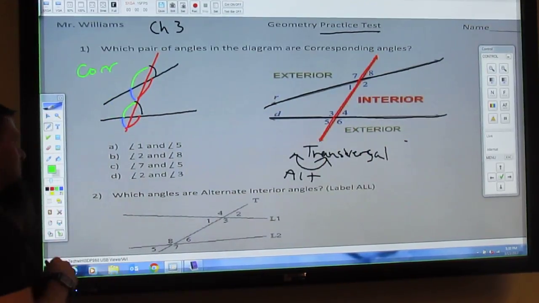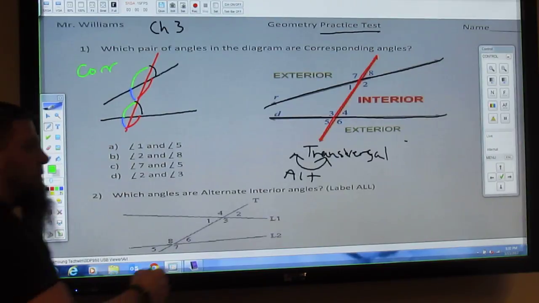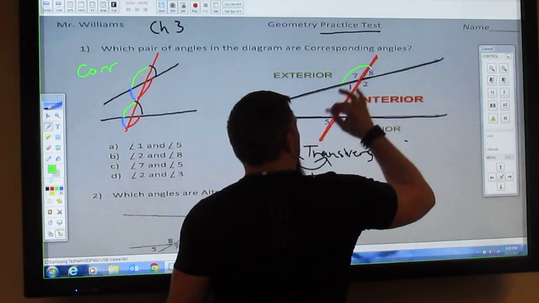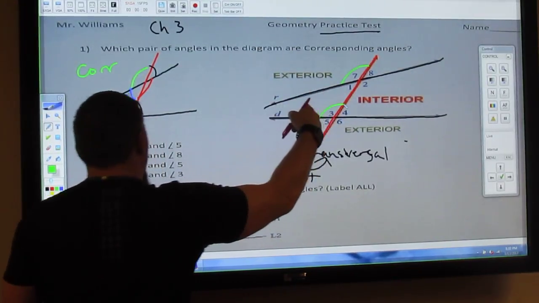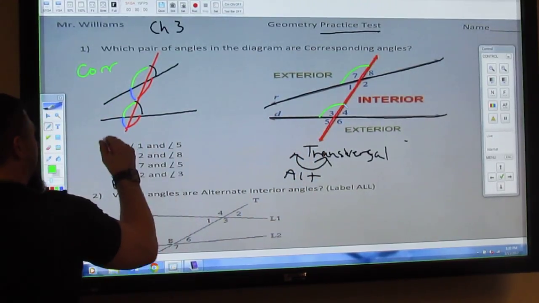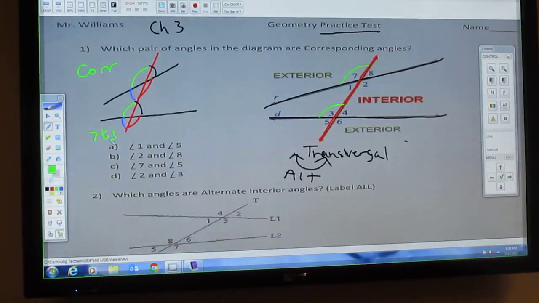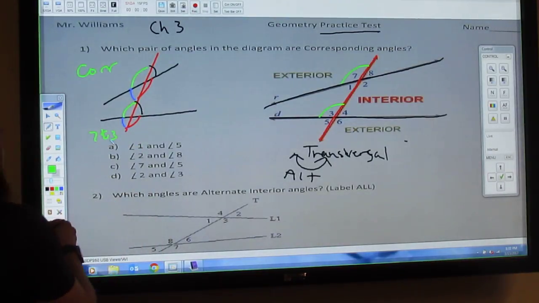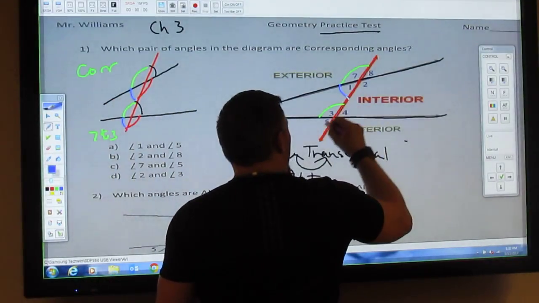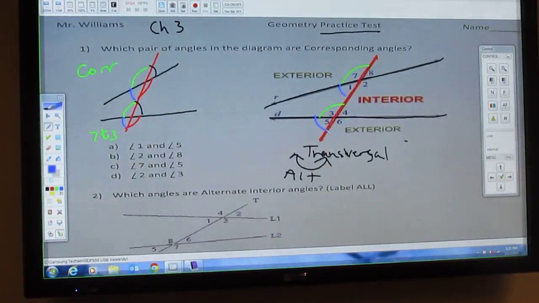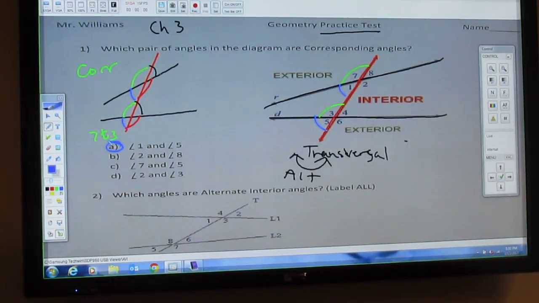So first I'll start with the green and do the same thing I did here. Corresponding would mean this and this. So that would be angle 7 and 3. Do you see 7 and 3? No? Okay. Well, that didn't work. So let's look for another one. Go in blue. 1 and 5. Do we see 1 and 5? Yes. So we know one of them's correct.